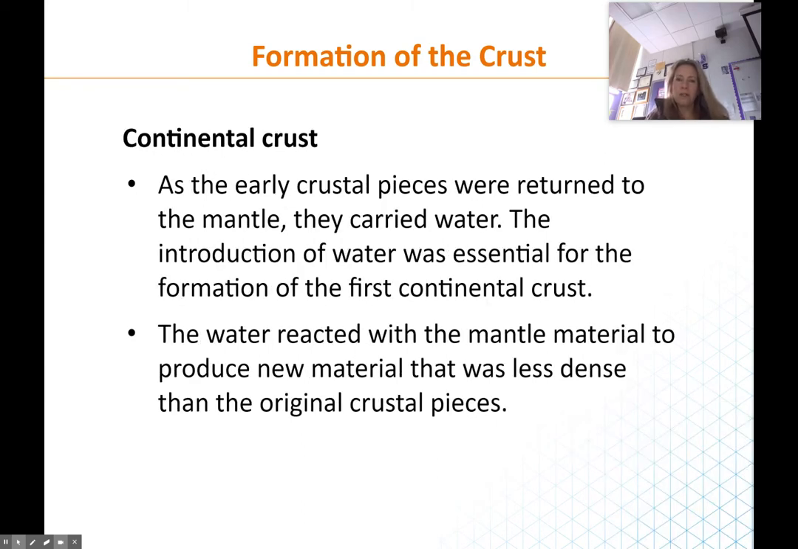All right, so continental crust is on the top. Continental crust is much less dense. The ocean crust is more dense, like we've talked about, because it's coming from the mantle, whereas the continental crust is recycled continental crust. So it's that lighter, less dense stuff that stays on the surface.